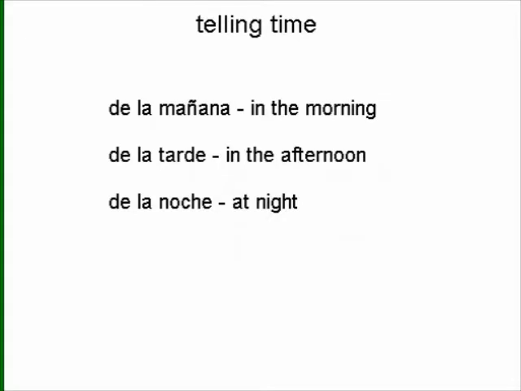Here are just a few other important phrases: de la mañana in the morning, de la tarde in the afternoon, and de la noche at night. In most Spanish-speaking countries, the concept of in the afternoon goes a bit later than what we're used to in English-speaking countries, but using these phrases can help you be a bit more specific about telling time.